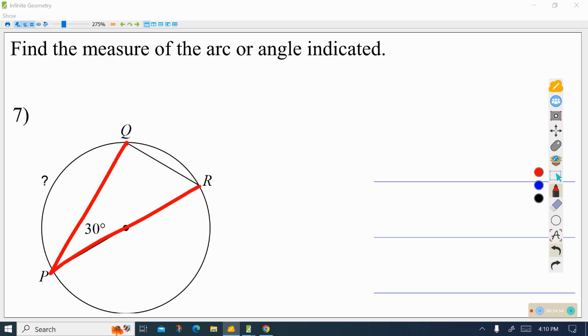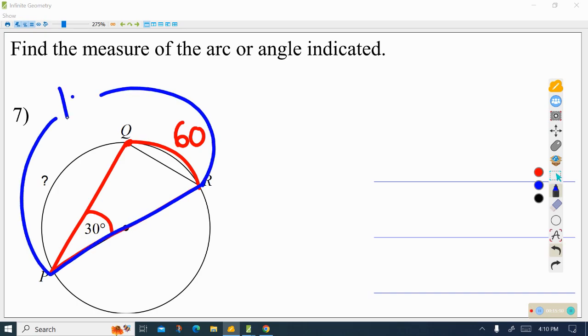Inside is half, outside is double. Okay, if we start there, then we realize, okay, we got this 30 that intercepts arc QR, and so outside is double, so that should be 60. Okay? Well then, because this line cuts the circle in half, I know that this whole arc, those two have to add up to 180 degrees. So this missing piece has to be 120.